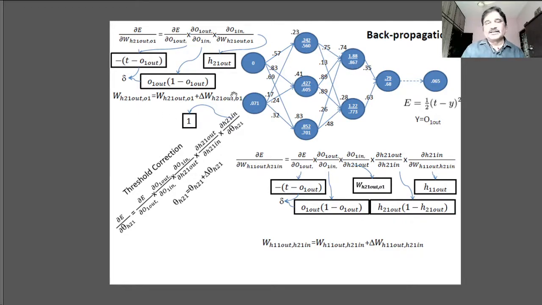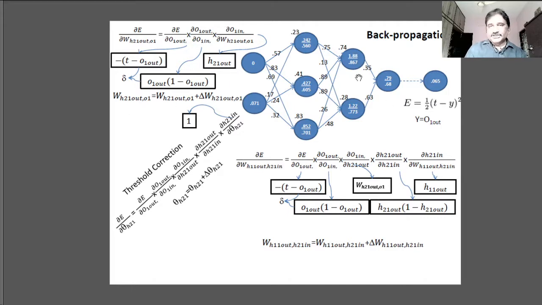To make this calculation simple, you have to find the error difference between the target and the output of this neuron, that is O1 out. That is one term, and another term is O1 out into 1 minus O1 out. That delta you will be getting at this node, and you multiply it by H21 out. That will get you what is called the correction on this weight.